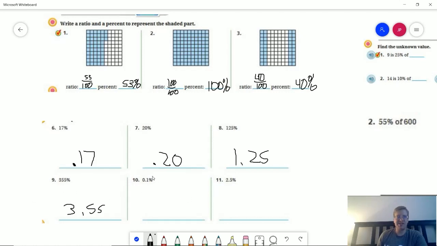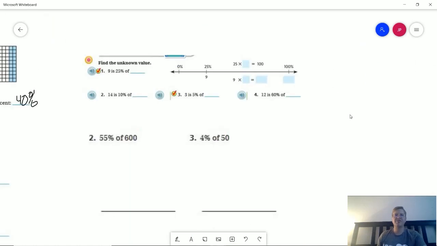So 0.1% would be 1/10 of 1%. So it would be 1 part out of 1,000. And so if I write that as a decimal, then it would be 0.001. This would be the way that we would write that as a fraction. So for 2.5%, what we are going to have is 0.02, because this would give us our 2% and then 5.